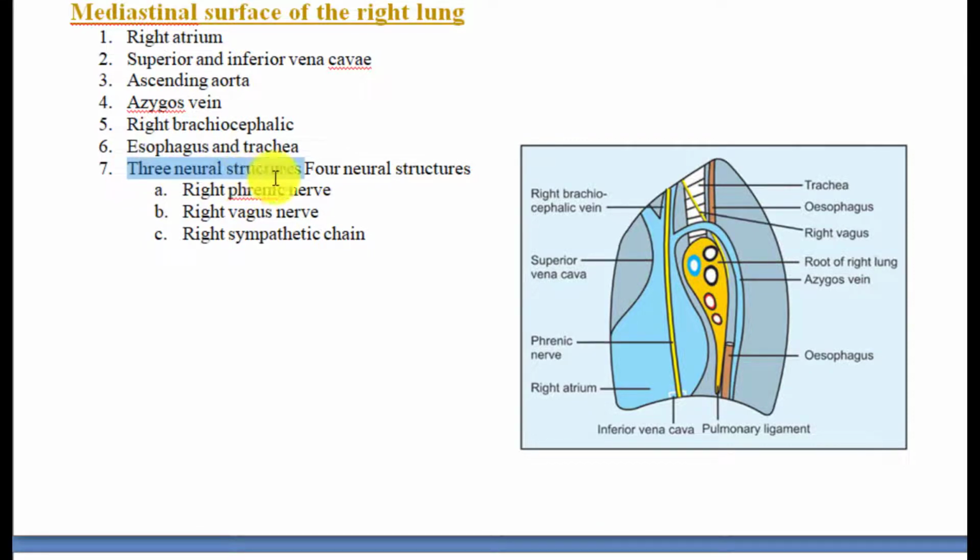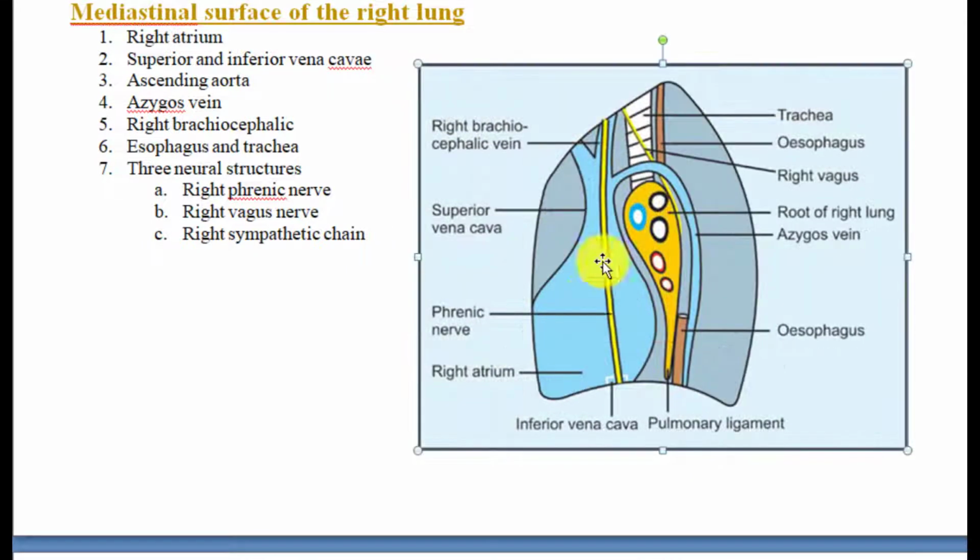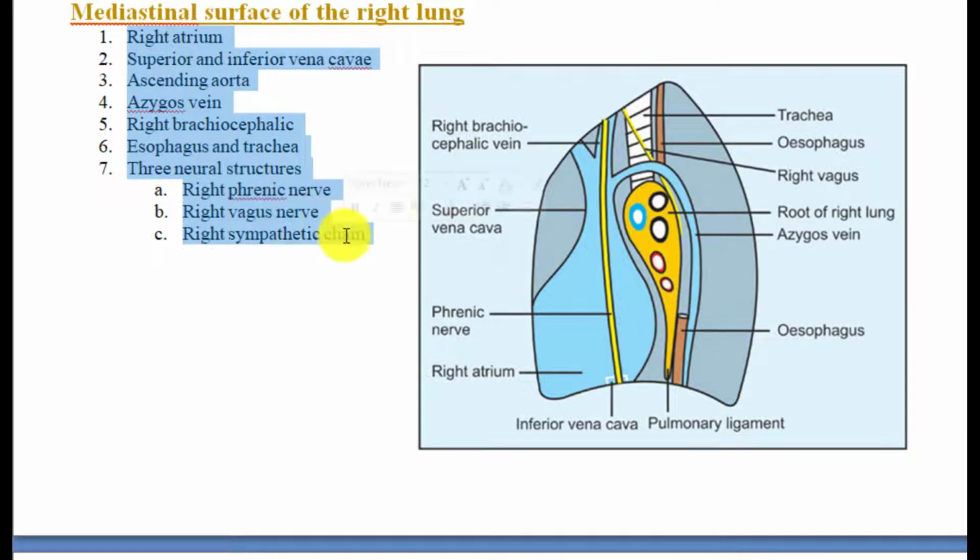Then there are 3 neural structures, only 3 neural structures. The right phrenic nerve, this one is the phrenic nerve. Then the right vagus nerve, here you can see this is the vagus nerve, and the right sympathetic chain. There is the right sympathetic chain also, which is not represented in this picture. So the mediastinal surface of the right lung is related to all these structures.